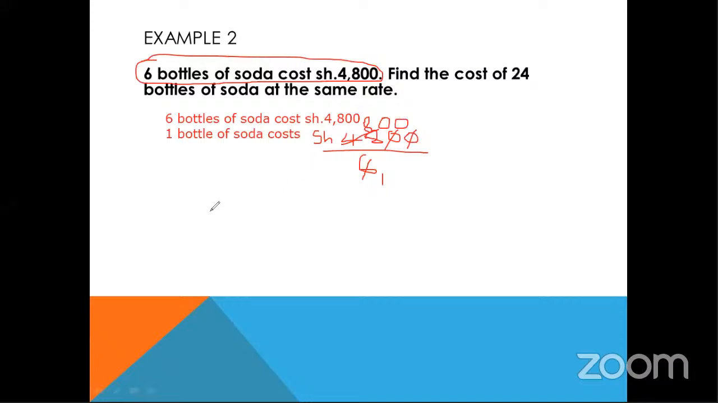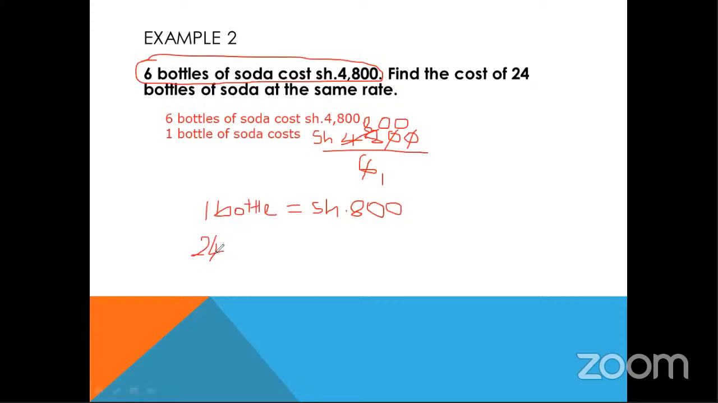So your unit price now of 1 bottle of soda is equal to 800 shilling. 1 bottle is 800 shilling. Now, the question is, if you already know that 1 bottle is 800 shilling, how about now 24 bottles of soda?